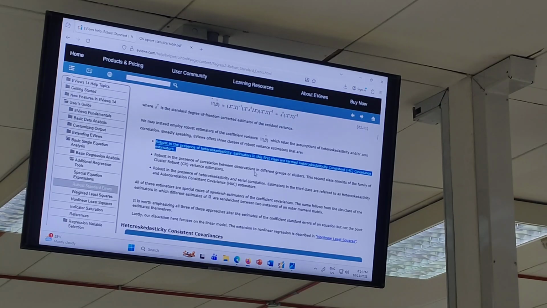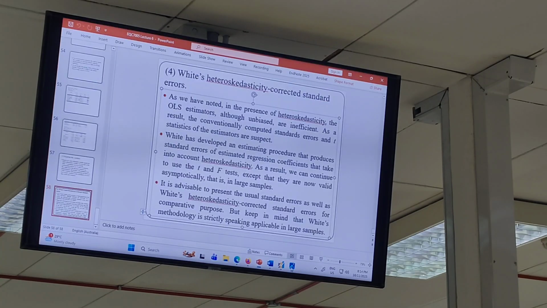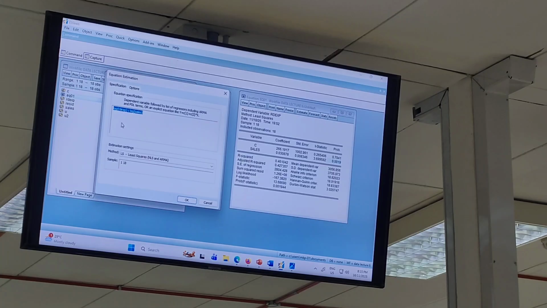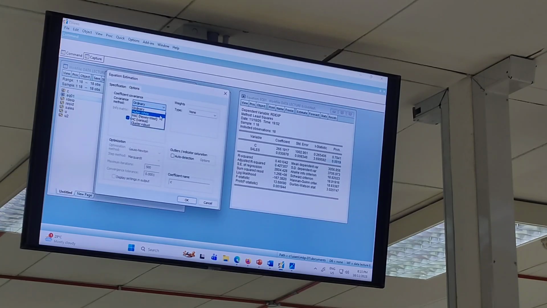So I will show you. For the given example, we have RDEXP, the original model. But now you have a problem here, right? If our sample size is large enough, then you have an option to use that one. To use that option to estimate robust standard errors, you go to Estimate, you go to Options, and you select White's heteroscedasticity-consistent option.